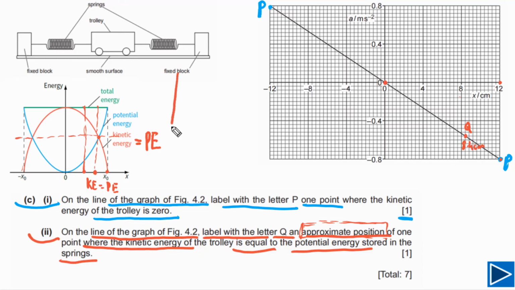Now let's try to calculate this one. So simply you need to mark point Q here. If you mark point Q around 8, you will get 1 mark, and this has only 1 mark. The question is asking you for an approximate value.